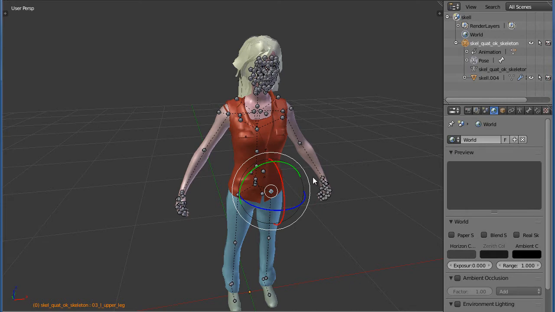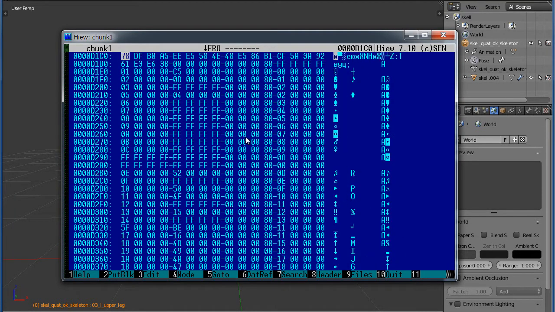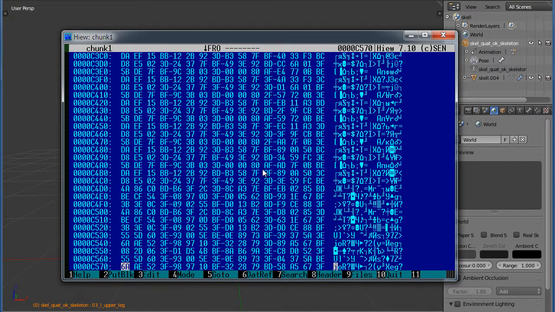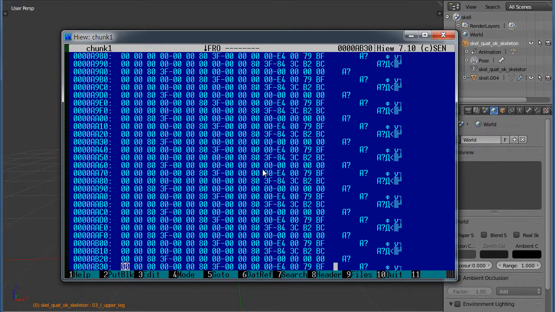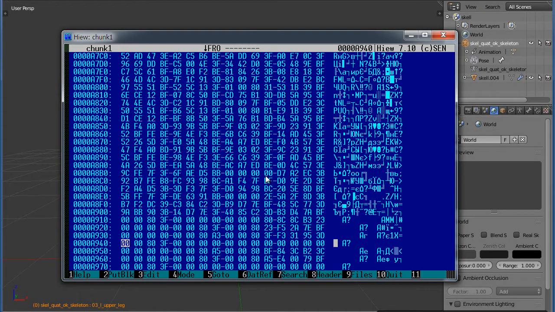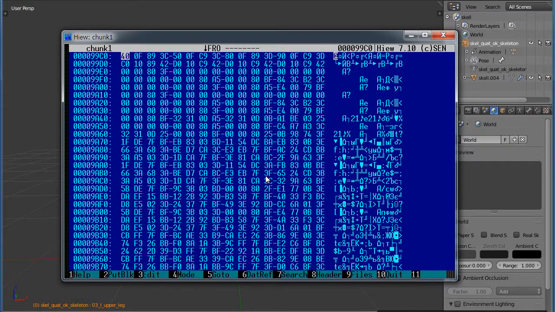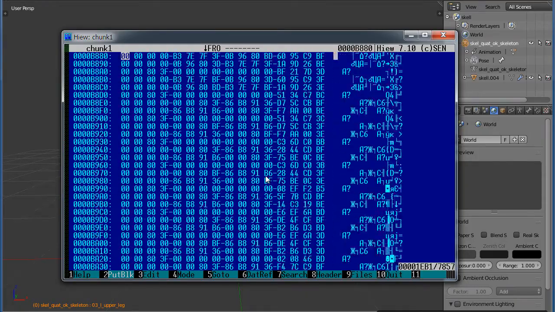So let's return to our file and try to find something else that will help us to build the whole skeleton. Well, this is our parent list. And remember, right before it, we had another repeating pattern of floating point numbers. This must be another bone table. So let's try finding it somewhere here. It must start, and it will go down there.